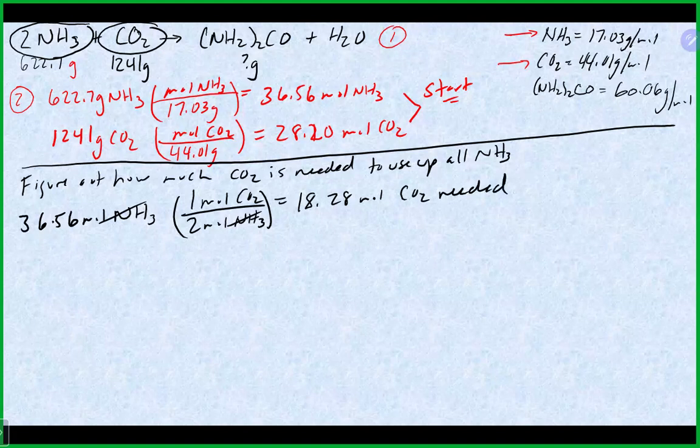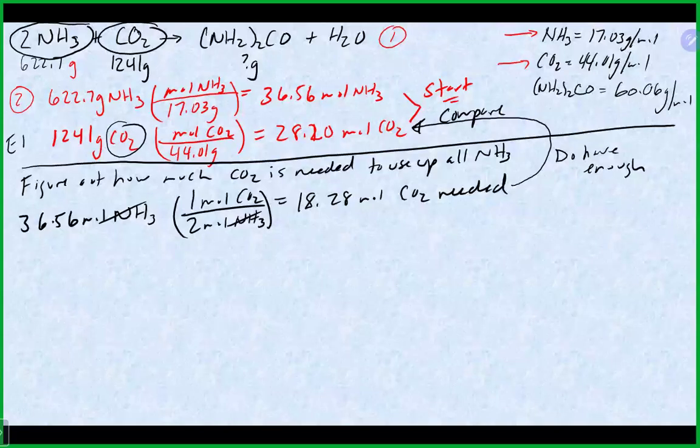Once we figure out how much, in this case, CO2 is needed, we again want to come up to our starting amount of CO2, and we want to compare. In this particular case, we need about 18 moles of it, and we are starting with 28 moles of it. So once again, here we do have enough. And just from that piece of information, that will tell us that this CO2 in this case is our excess reagent, and our limiting reagent here is going to be our NH3. Any questions on that part there?